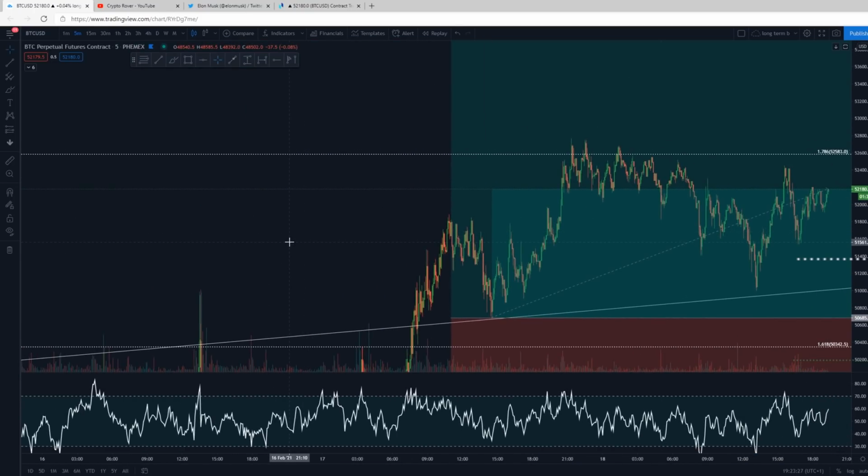But the thing here is that a lot of people, once they still entered the trade and they were in profit, they still had a lot of FOMO here.